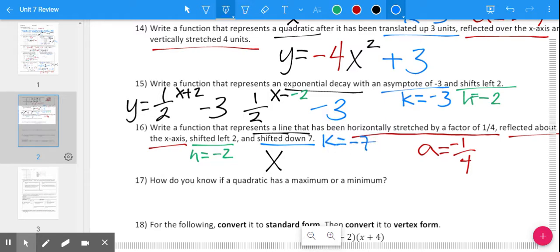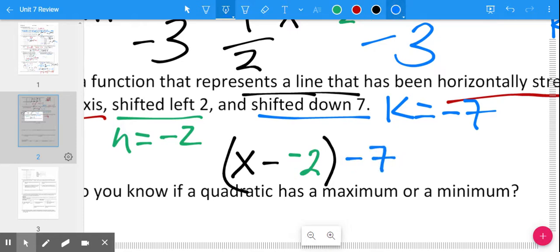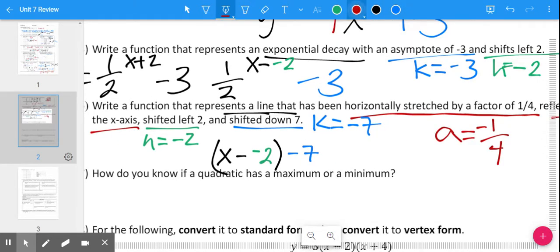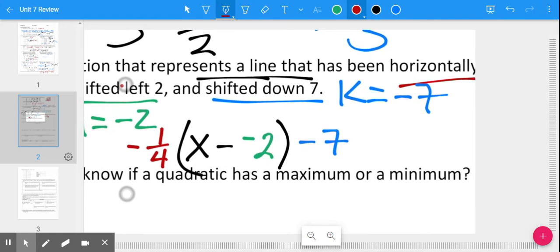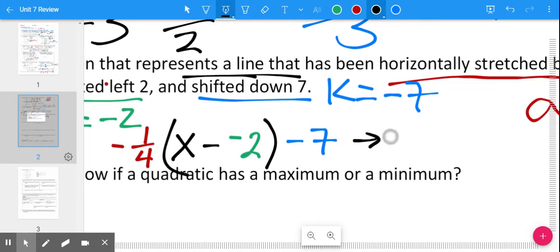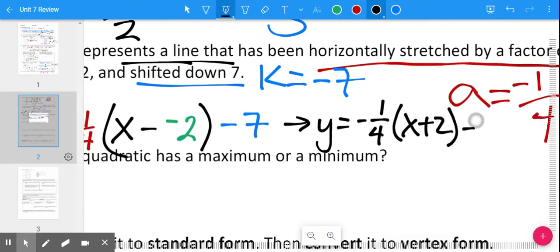So when we plug this into our formula, we have x minus h plus k, and our a value that I forgot to put up front is negative 1/4. So again, because it's got that minus and negative, we're going to write it a little bit prettier. So we have y equals negative 1/4 (x plus 2) minus 7.